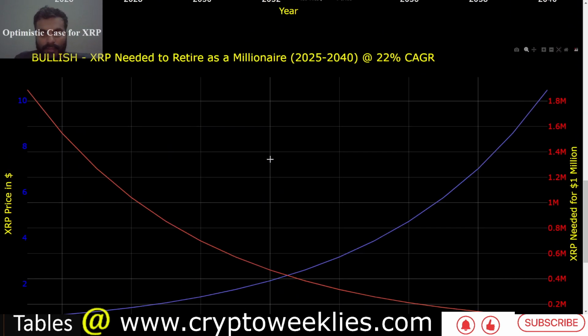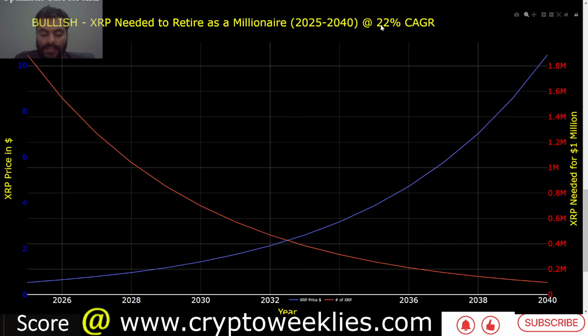to stay around for the next 15 years and grows at around 22% year over year. We would like to tune out the noise of the monumental rallies during the bull market and the monumental crashes during the bear market, and try to smoothen it out at 22% year over year growth. For this longer term model, if XRP manages to stay alive for the next 15 years and grows at 22%, the price of one XRP token could be at around $10.50, and the number of XRP tokens needed to be a XRP millionaire in 2040 would be at around 95,000.